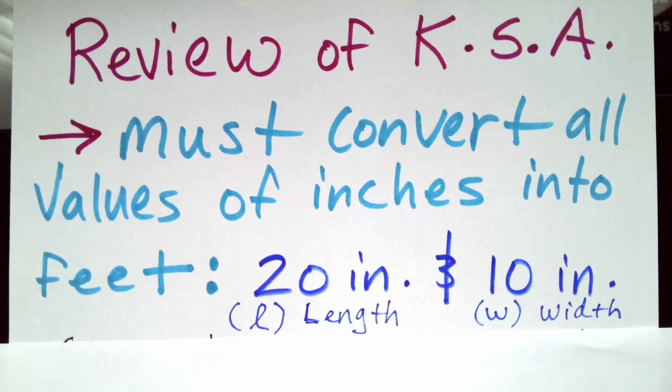This is a part 2 video answering the question: given the dimensions of a rectangular prism, what is the volume in cubic feet of that rectangular prism, rounded up to the hundredths place?